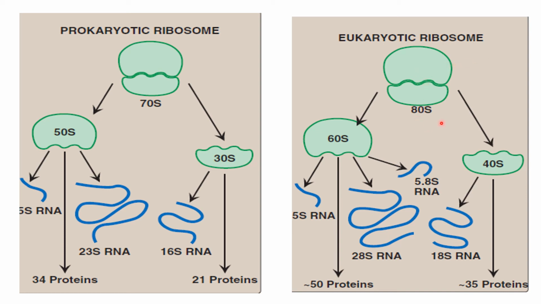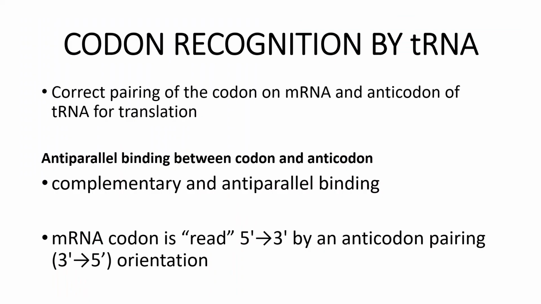One is the 80S, and this 80S ribosome is formed from two subunits, 60S and 40S. The 60S subunit contains 50 proteins along with the 5S ribosomal RNA component, 28S and 5.8S, while the 40S contains the 18S ribosomal RNA component and 35 proteins. So all of these form the two units of translational machinery in both prokaryotes as well as eukaryotes.